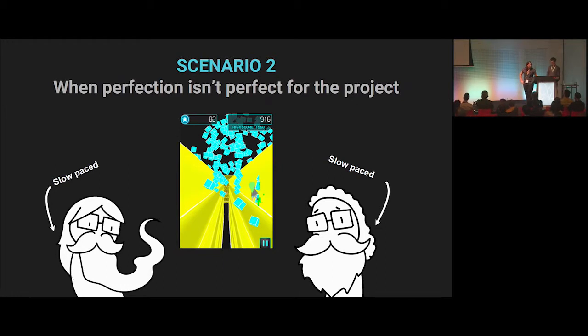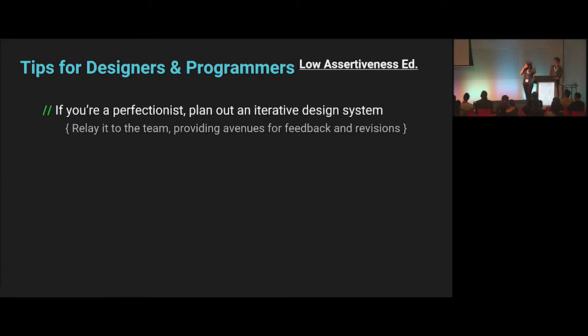So if you're a perfectionist, it's always good to have an iterative design system. If you're an artist, it's good to have a minimum viable product that you're okay with before showing it to people. For programmers, try to come up with a rough draft instead of just adding polish straight away. Then relay it to the team and add on to it. And make sure that you have a certain amount in mind so it doesn't become an endless loop.